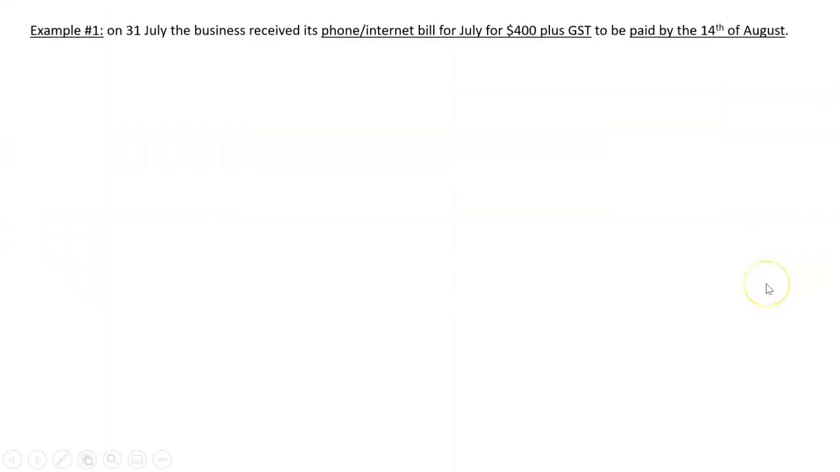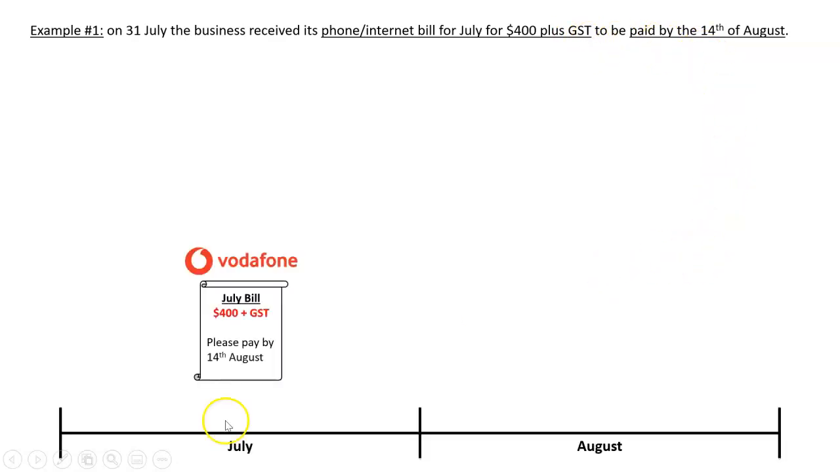Let's do a basic example. You could get a question like this where it just says: on the 31st of July, the business received its phone and internet bill for July for $400 plus GST, so that'll be $40 GST, and you have until the 14th of August to pay it. So that's how most phone bills work. You incur the bill or the data or the usage in July, but you don't get the bill until the end of the month, and it says pay it by then.